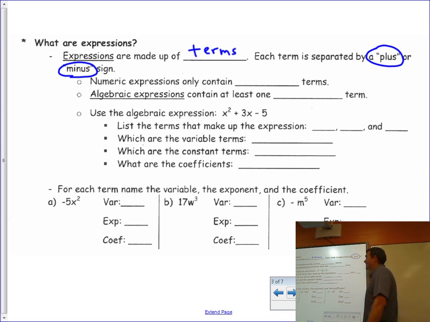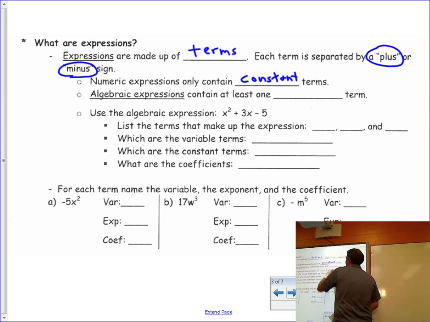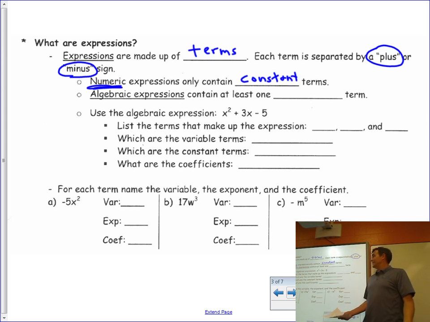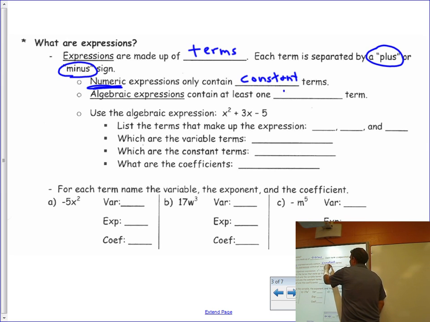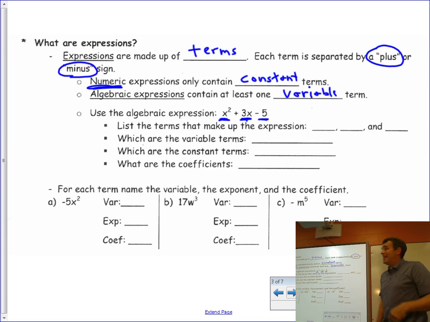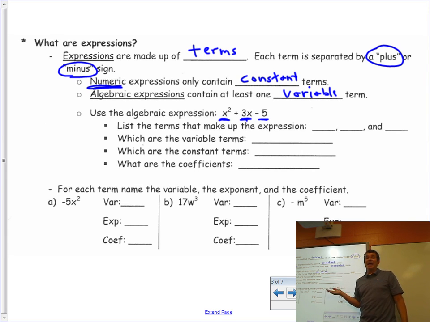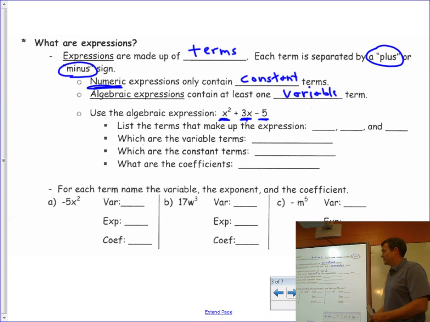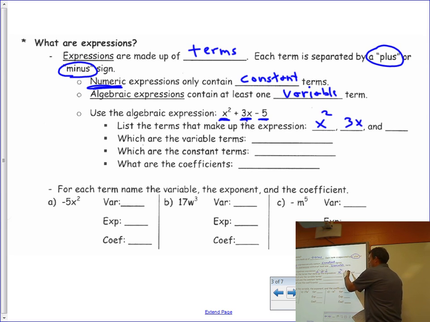Numeric expressions only contain constant terms. The word numeric means number. It only contains terms that just have numbers, constant terms. Algebraic expressions contain at least one variable term. The word algebra means the use of variables. So I have an example here of an algebraic expression. Notice it's got 3 terms: 1, 2, 3. 3 terms that are separated by plus or minus signs. Anytime you see an expression, you should be able to name how many terms it has, and you should be able to name each term, which we're going to do. If I was going to list the terms that make up this expression, it would be x squared, 3x, and 5.